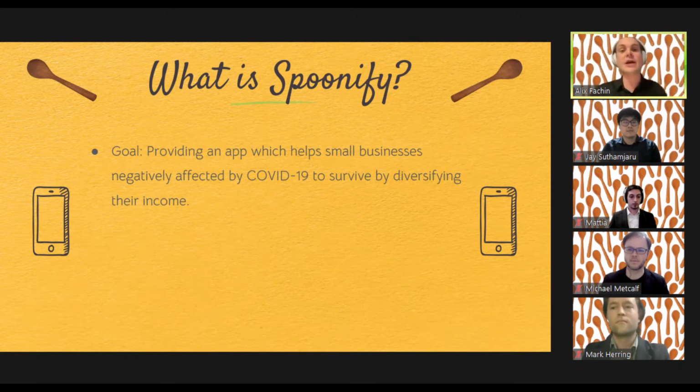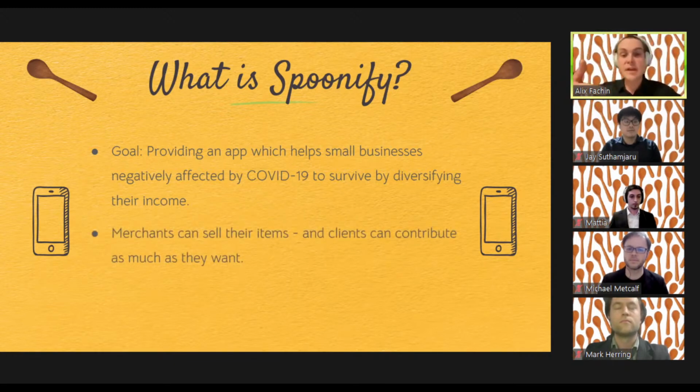So how can we help them? And how can we help them in an easy way? Because those people are not necessarily tech savvy. So the goal is to provide an app which helps them to survive by diversifying their income. The merchants can sell their items, or items they make specially for it, and the clients can contribute: people who used to go to those restaurants, people who like these restaurants, or just people who want to help. They can contribute as much as they want on top of the regular price of the items.